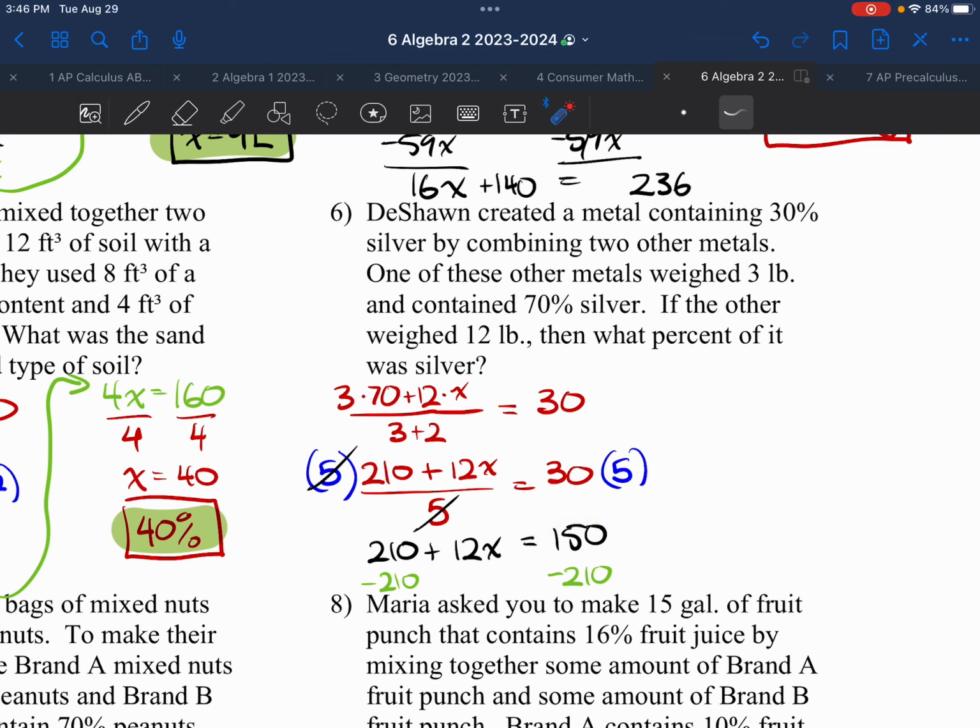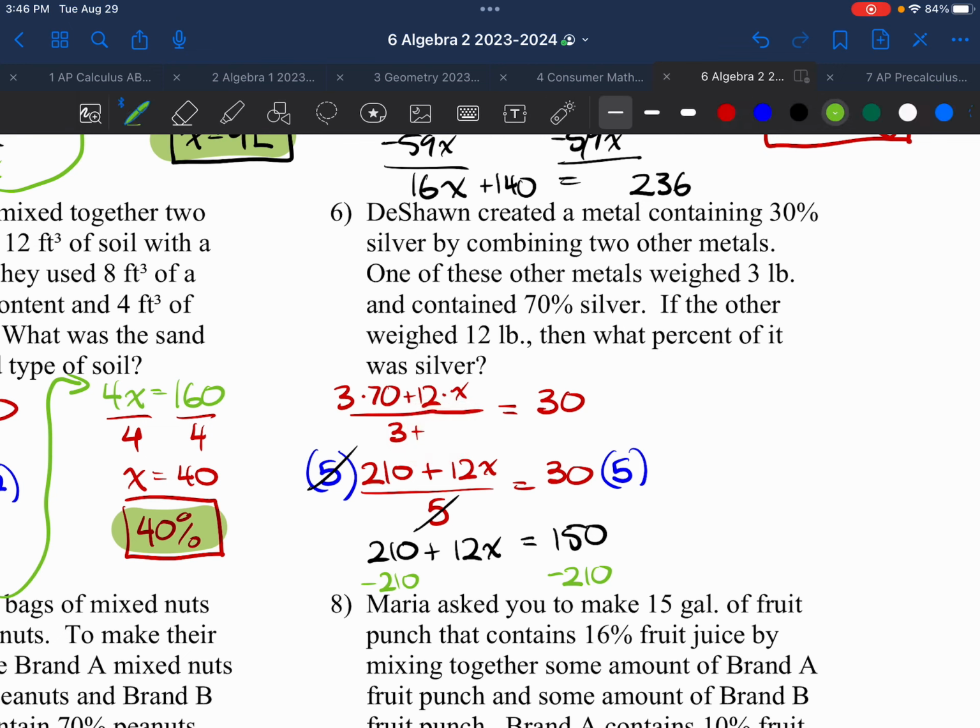Let's check. We had 30% is the final answer. That is interpreted correctly. One of the metals weighed 3 pounds, so there's a 3 pounds. That contained 70% silver, so 3 times 70%. If the other weighed 12 pounds, then we need to figure out the percent. There's the percent right there. And we know that 3 pounds plus, it was 12 pounds. So 3 pounds and 12 pounds. So there's my 3, there's my 12, there's my 3, there's my, oh no! Yeah, this is supposed to be a 12 there. So I caught my mistake, and let's go ahead and fix it.